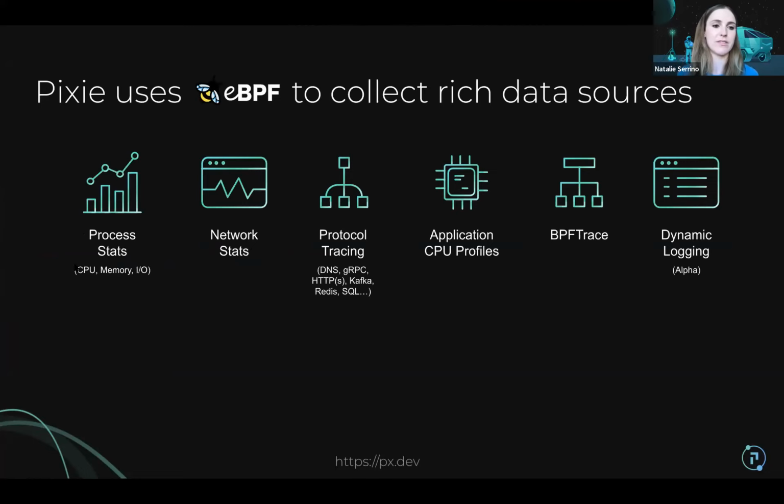We can collect the table stakes stuff like process stats, CPU, memory, other resource statistics, network statistics, like who's talking to who. The funny thing about that is we often get people who say, these two things shouldn't be talking to each other. I think your data is wrong. And then when they dig into it, it turns out those two things are actually talking to each other. Protocol tracing, so we can capture full body application requests, DNS, Kafka, SQL, etc.